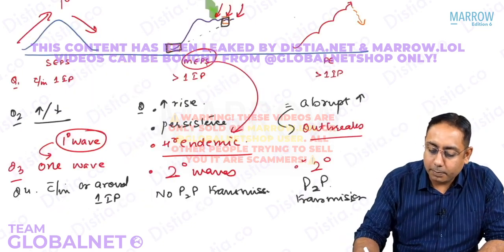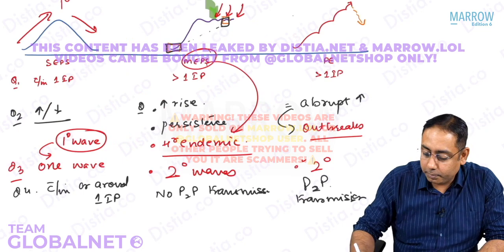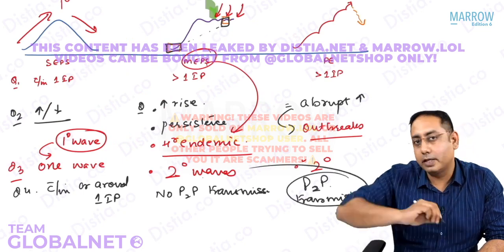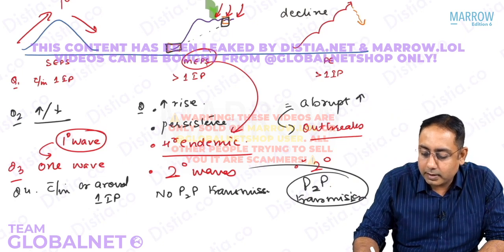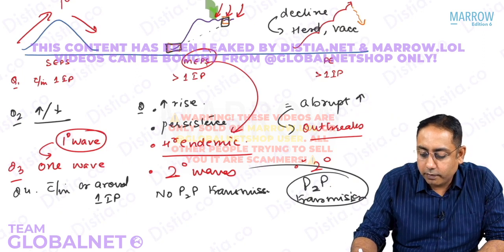So please note that the propagated epidemic, because there is person-to-person transmission, has an increase in cases. The decline will happen with herd immunity or with vaccination.